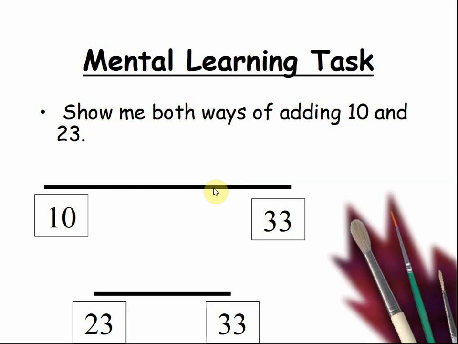You could start on 10 and add something to make 33. Or you could start on 23 and add something to make 33. Adding 23 plus something makes 33. Those are the two ways.